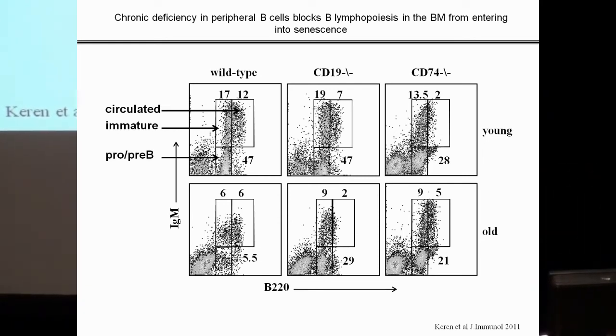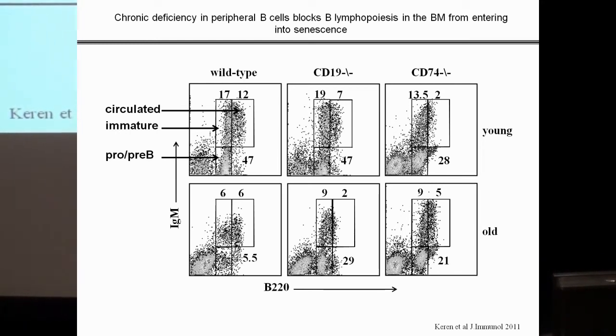Now, if you look at the bone marrow, this is again a wild-type mouse. You see young in the upper and old in the lower. You see the phenotype of the aged mouse, reduced frequencies of the earlier precursors. But if you look at the CD19 deficient, you see that the number of B cells is significantly enhanced in the bone marrow. So the bone marrow of the old CD19 deficient mouse doesn't really age. And this is the case also in CD74 deficient mice. Just compare this to the wild type setup.